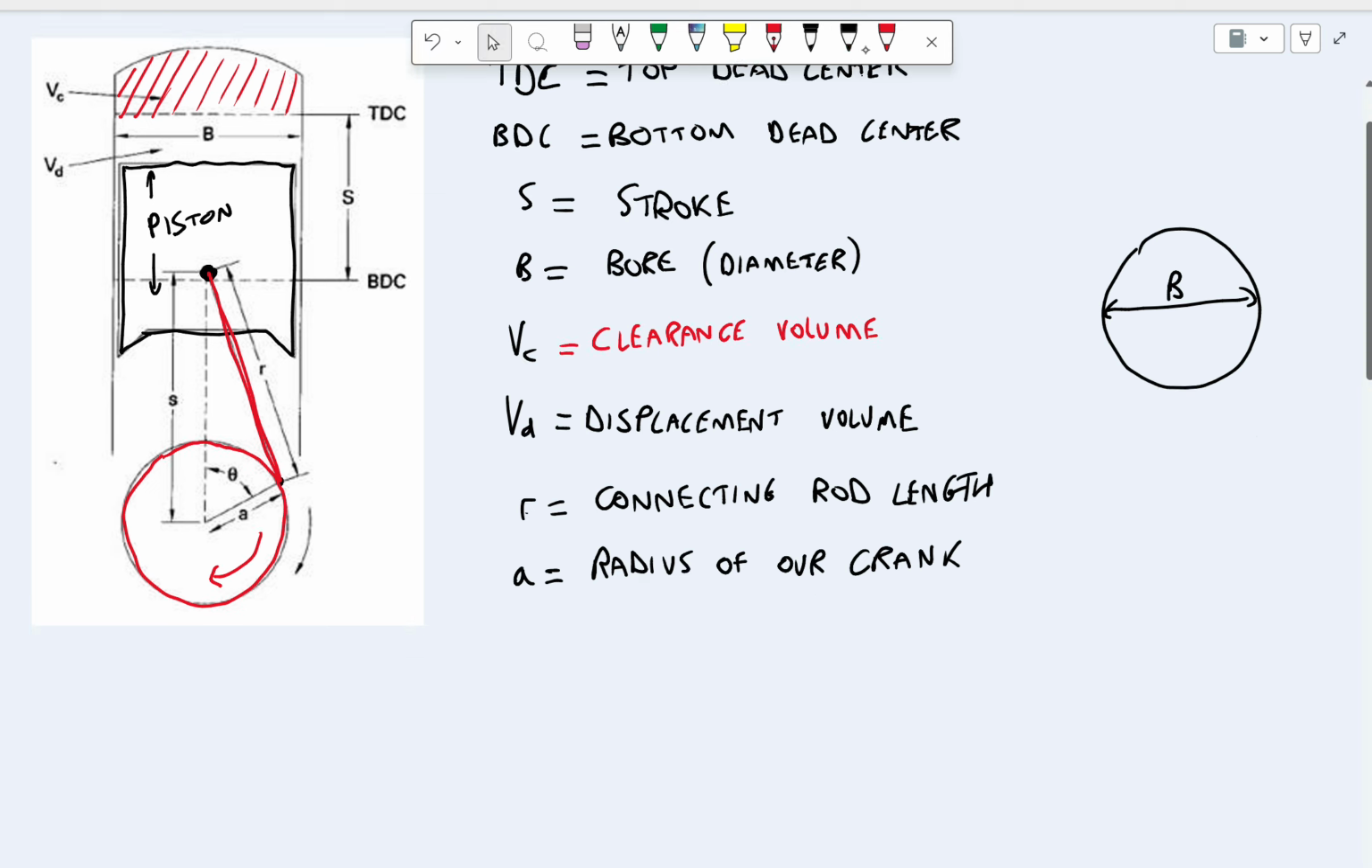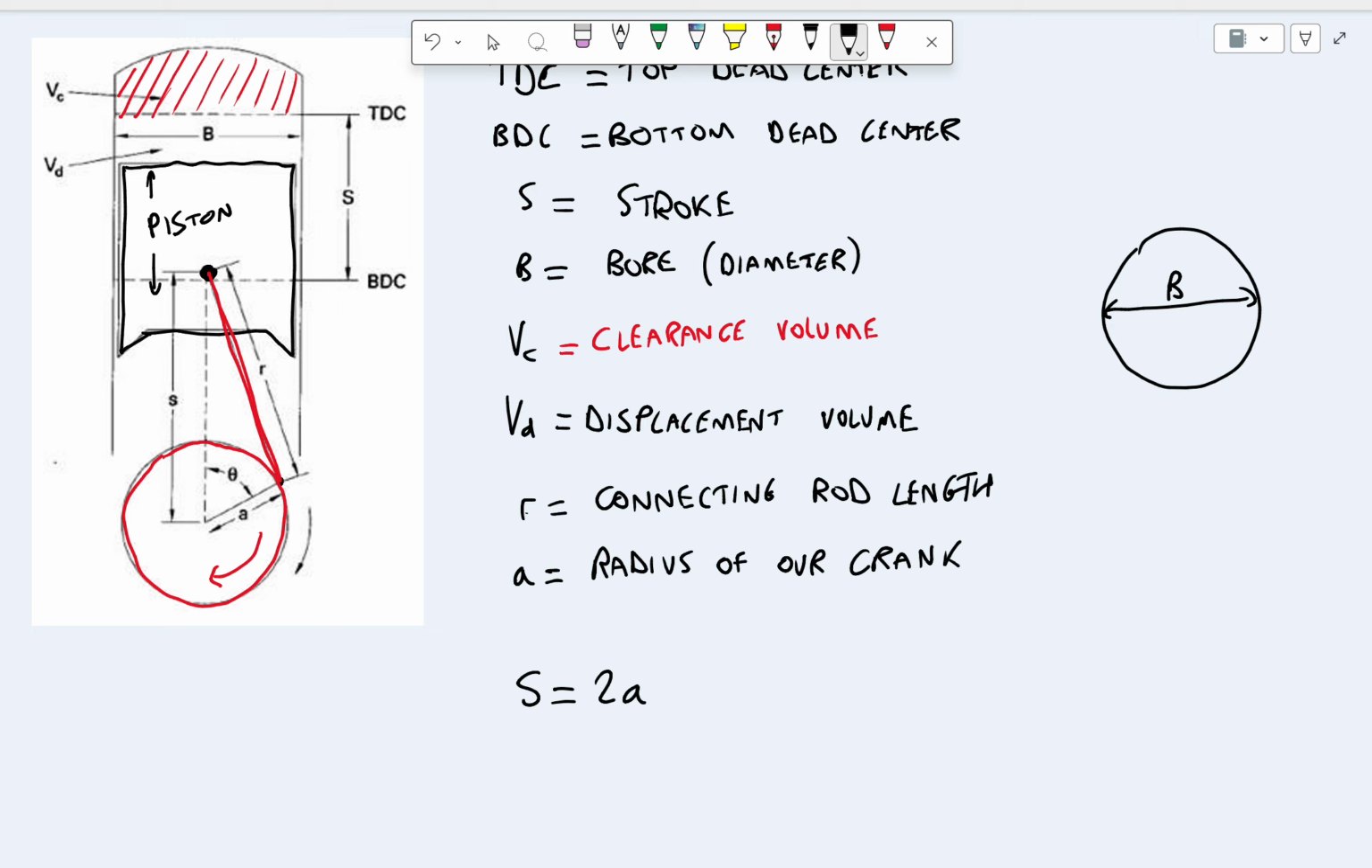S, or capital S, is equal to 2A. Okay, if we look at it geometrically, the stroke is the distance from top dead center to bottom dead center, so we have it right here. Our point for the connecting rod is going to be here at top dead center, and at bottom dead center, our point is going to be here. So 2A is essentially equal to this S value right here.